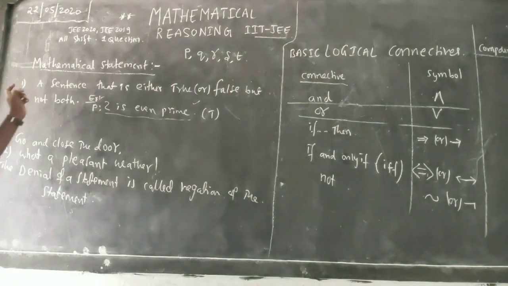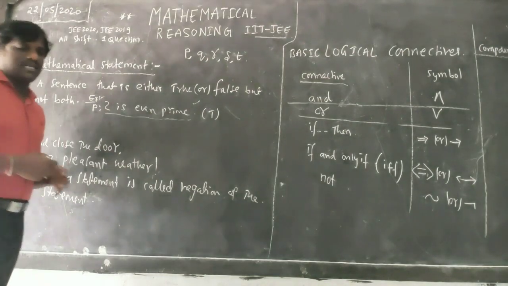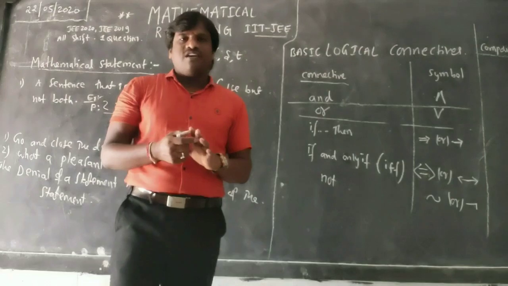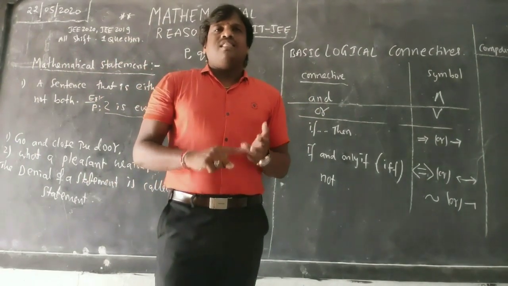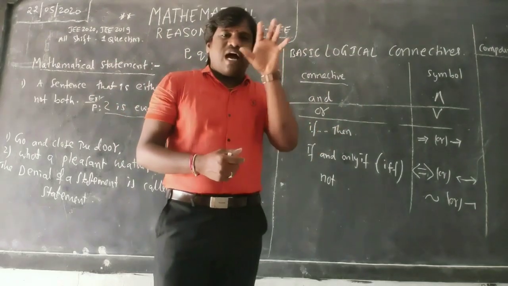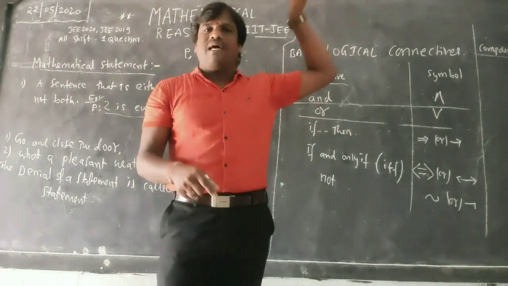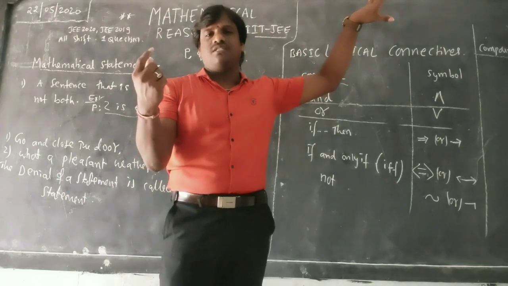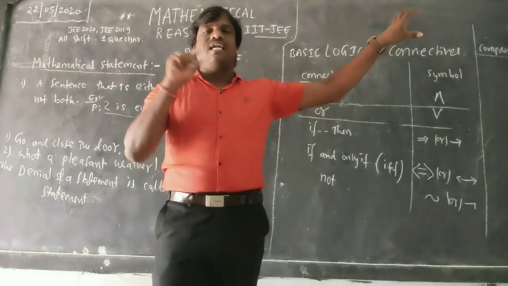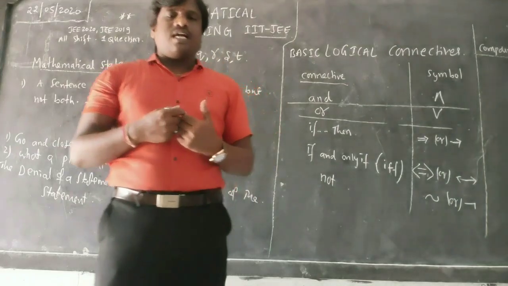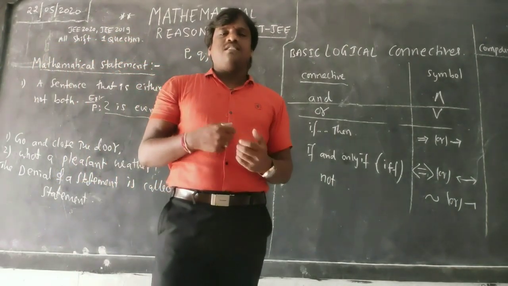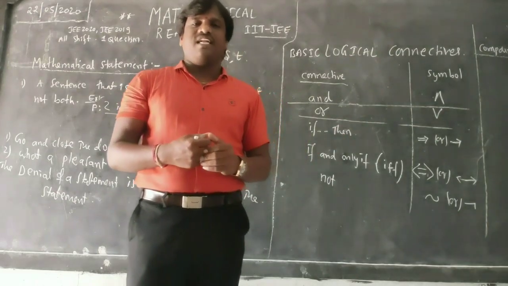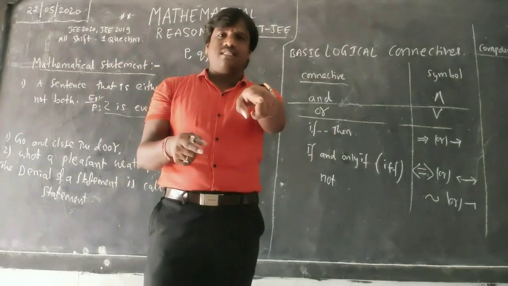Now see here, I can give more examples. What a pleasant weather. I said, what a pleasant weather. If I say like that, it is not a true or false statement. So that is not a mathematical statement. We are going to discuss in this chapter mathematical statements and connections. If I say Delhi is the capital of India, that is true. If I say Hyderabad is the capital of India, that is false. But that is a mathematical statement.